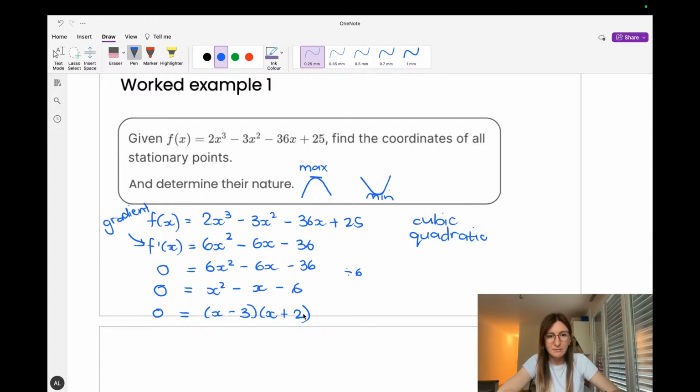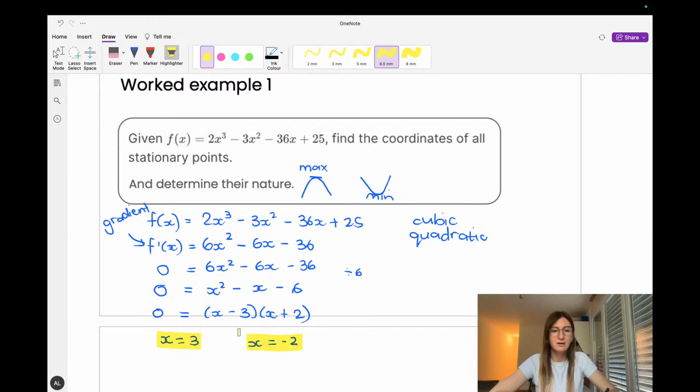Right, so minus 3 times 2 makes minus 6. Minus 3x plus 2x does make minus x. So I can say that x equals 3 and x equals minus 2. So these are my critical points. Let me highlight them. X equals 3 and x equals minus 2. Now they're really clear for me when I use them in the question.